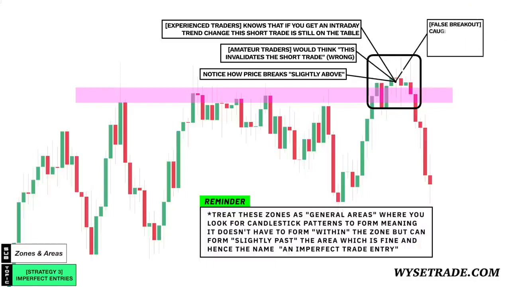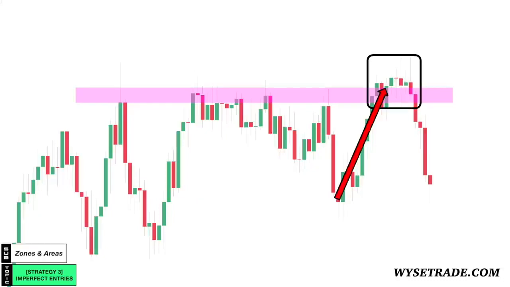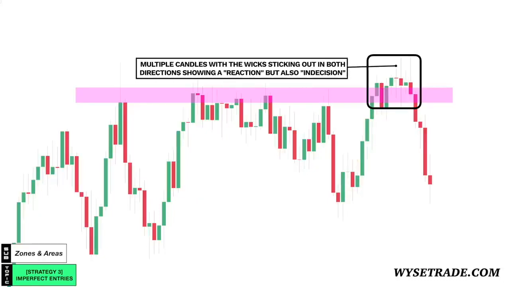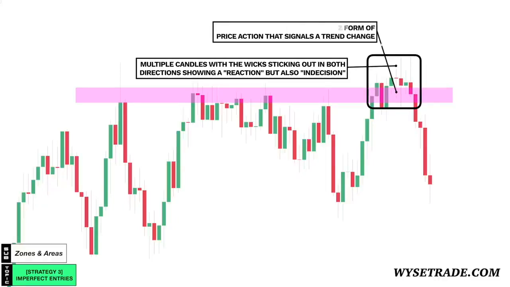This break above is also known as a false breakout, and amateur breakout traders all got trapped into long breakout trades. Now, as price entered the area, you had multiple candles with the wicks sticking out in both directions, which shows a reaction and indecision at the area. As always, we need a trend change confirmation. So let's pull up a lower time frame, specifically the 2-hour time frame, and put it beside this one.